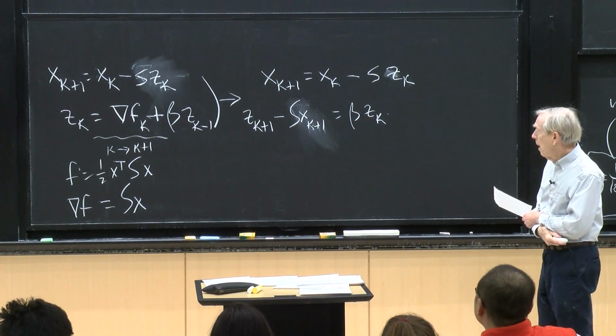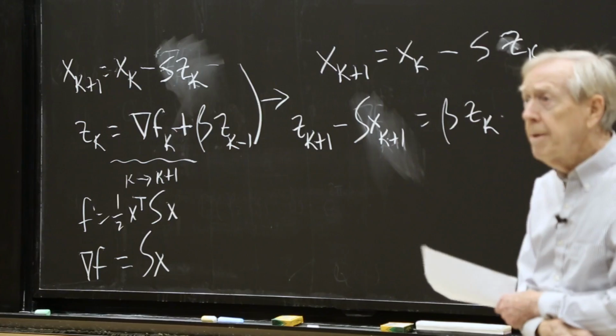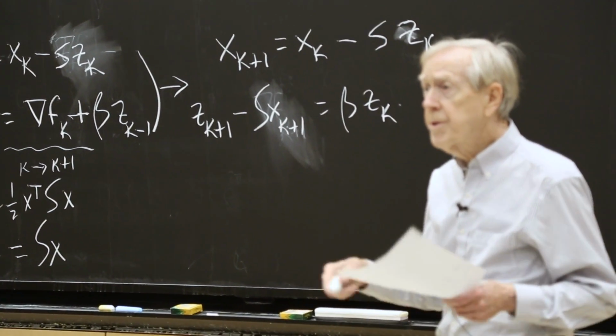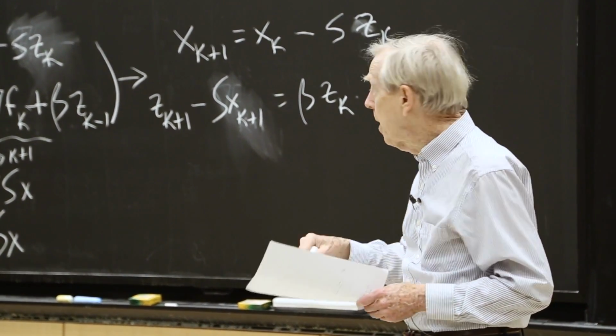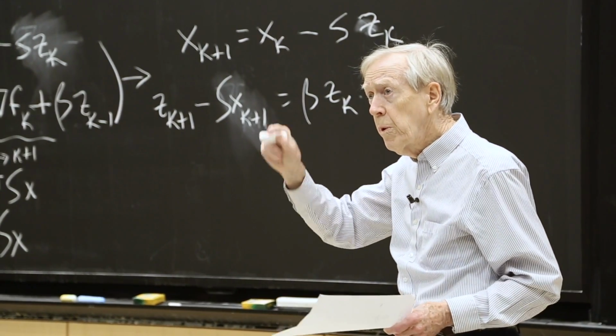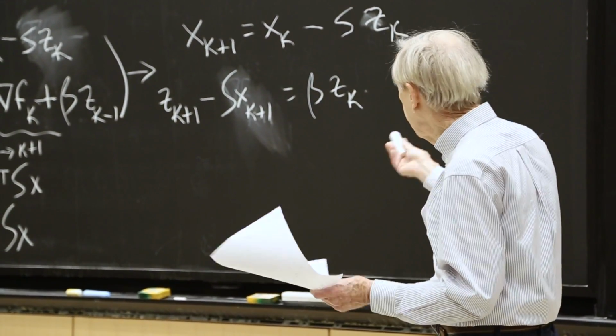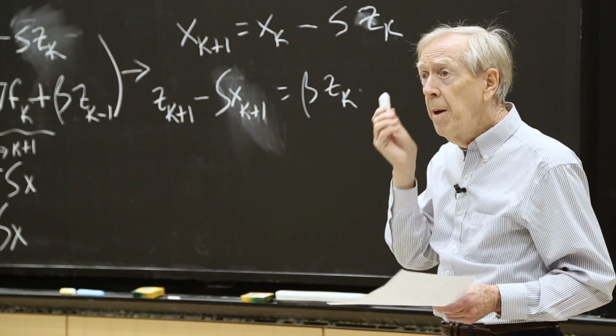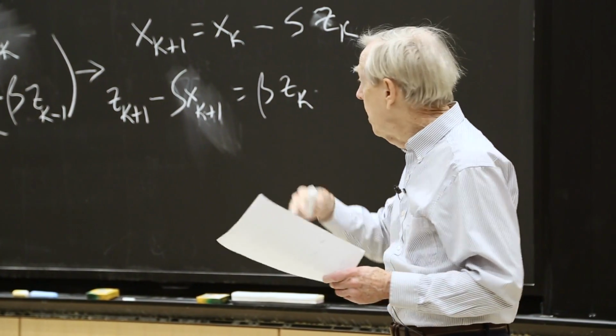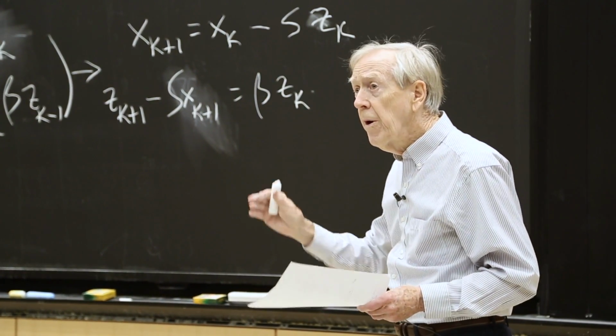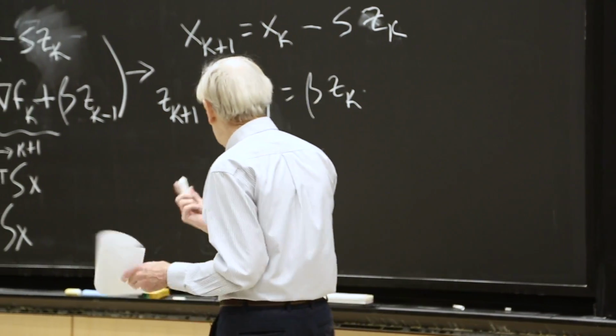Okay. How to analyze that? What happens as k travels forward 1, 2, 3, 4, 5? We have a constant coefficient problem. At every step, the xz variable is getting multiplied by a matrix.